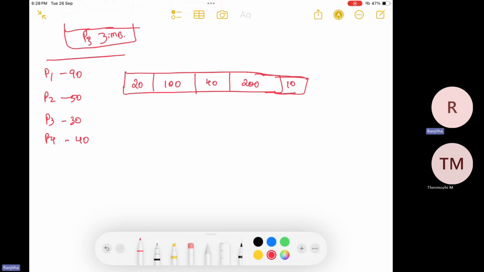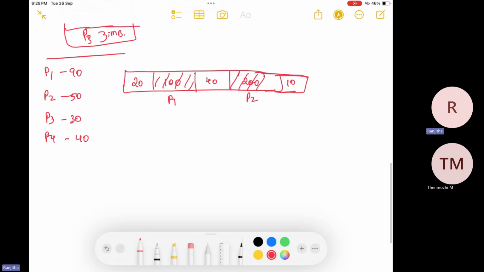So here P1, which is 90, will go and check the first block, 20. It cannot fit in. Then it will check 100. Yes, it can fit into 100, right? So P1 will occupy 100. Now P2 will come. P2 will see 20, cannot occupy. 40 is not sufficient for P2. But 200 is sufficient. So it will take the first available hole or block where the process can fit in. So here P2 will occupy 200.